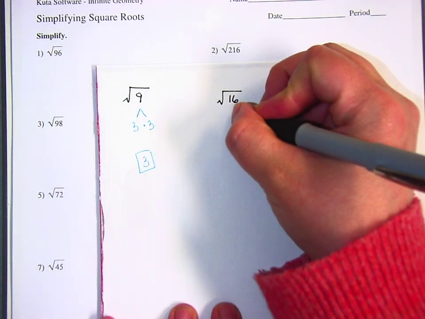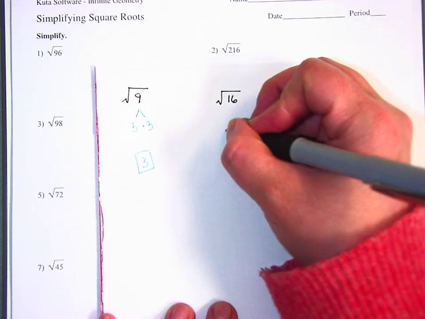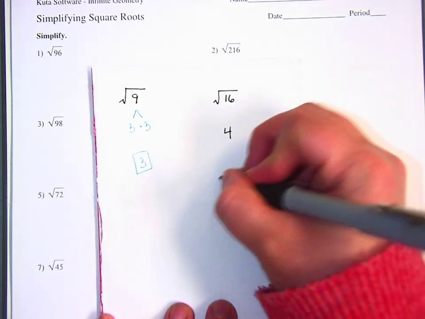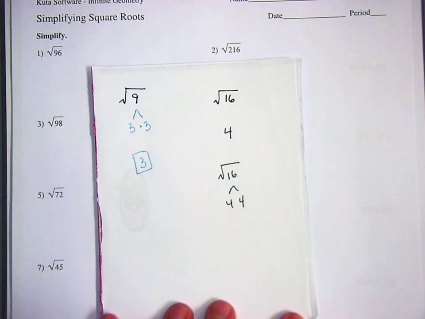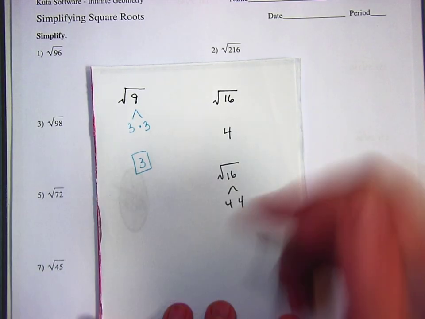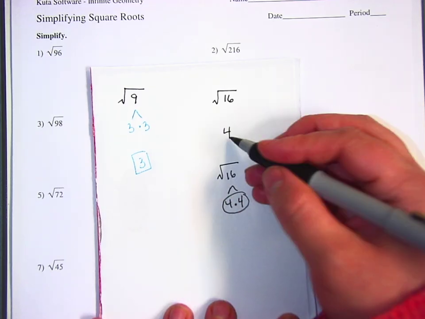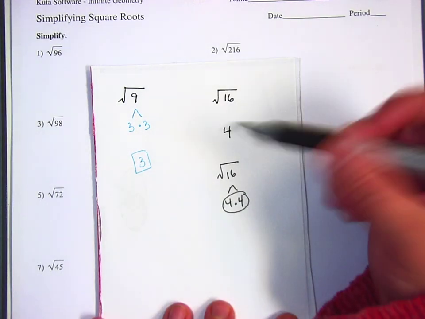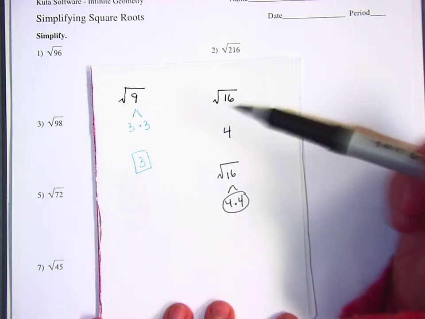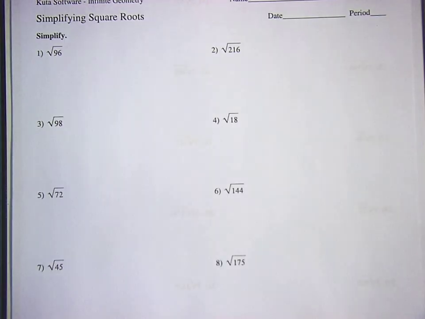Same thing here. The square root of 16 is 4. You could also break down the square root of 16 and say, well, that's 4 times 4. I'm looking for pairs of things multiplied together. This is a pair of 4s, so the answer is going to be 4. These are just square roots that we know. We know the square root of 9, we know the square root of 16, but things we don't know are stuff like the square root of 96 and the square root of 216.